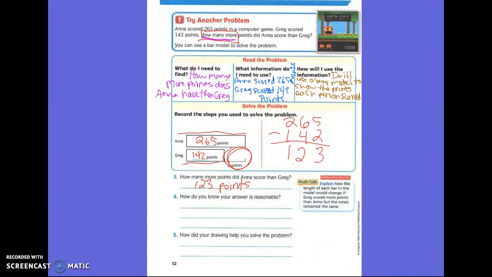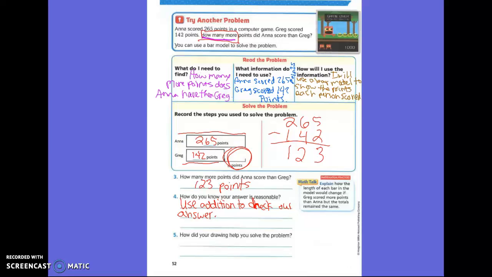Okay, so how do you know your answer is reasonable? What can we do? We can use addition to check our answer. So you can use addition to check our answer. I know my H on check looks like a K.